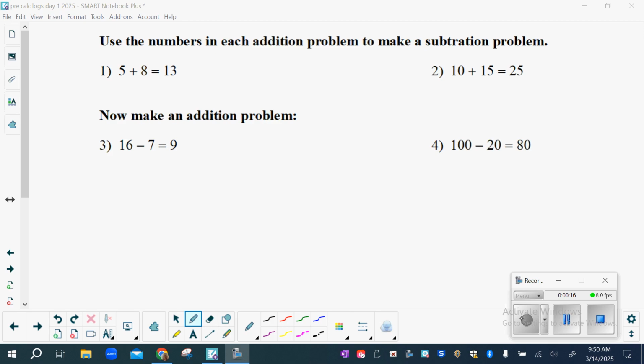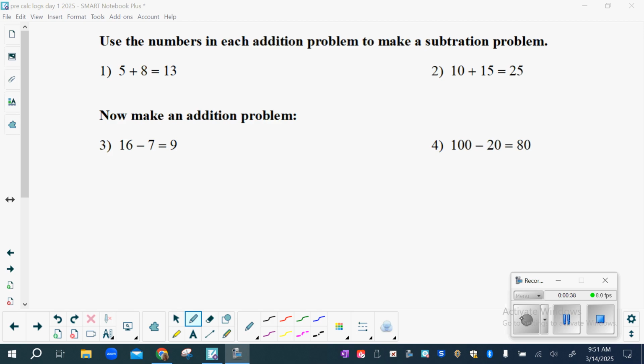Because we don't learn 1 plus 3 is 4 by itself. We learn that 1 plus 3 is 4. We also learned that 3 plus 1 is 4. And we learned that 4 take away 1 is 3. And we learned that 4 take away 3 is 1.